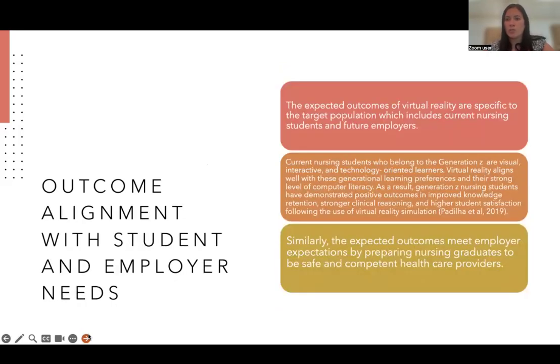So right now, virtual reality as a technological tool is of great benefit to Generation Z nursing students, because Generation Z are visual, interactive, and technologically oriented learners. And this aligns with their learning preferences. This generation has demonstrated positive outcomes in improving knowledge retention, stronger clinical reasoning, and higher student satisfaction following the use of virtual reality simulation. And we also meet employer demands because we're graduating nurses who are safe and competent.